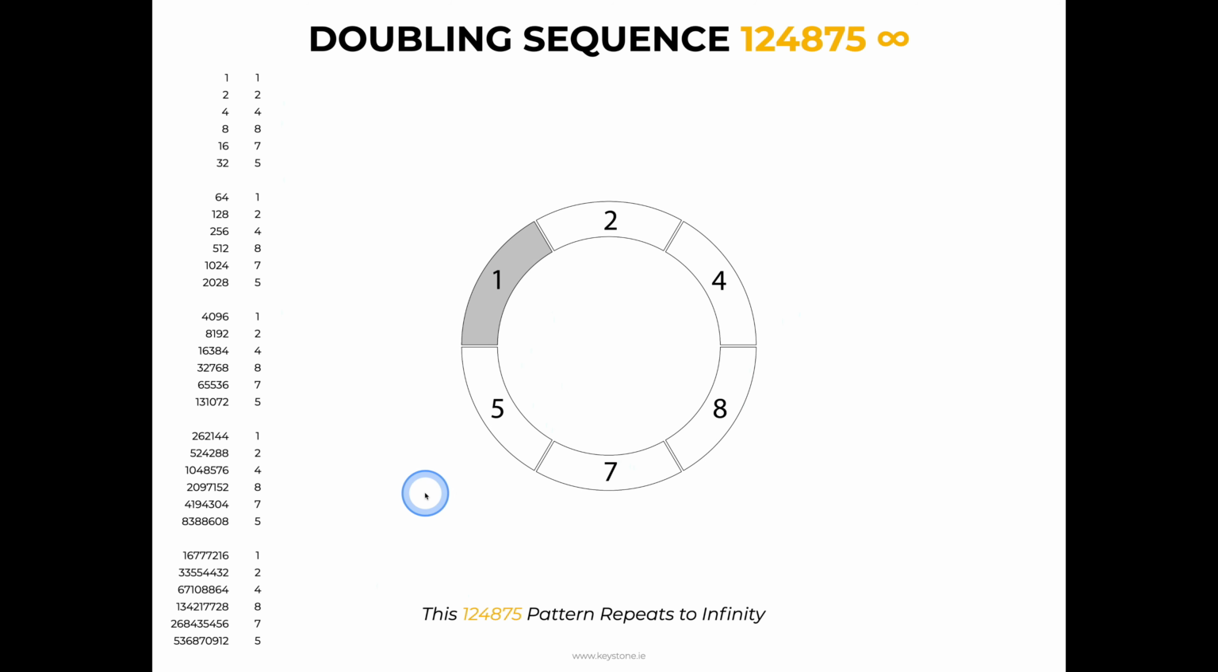Now a couple of quick observations. The opposite numbers always add to 9. 1 plus 8 is 9. 2 plus 7 is 9. 4 plus 5 is 9.